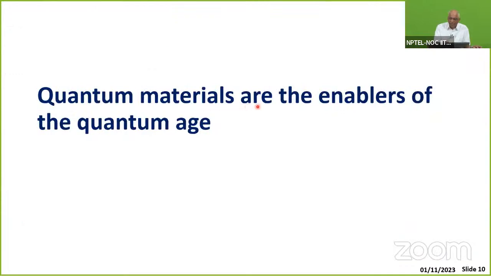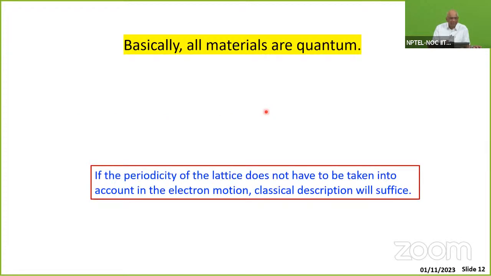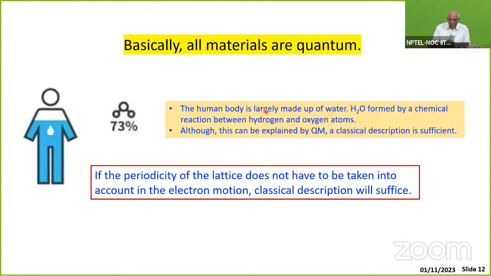So quantum materials are going to be the enablers of the quantum age. The question really to ask is, what are quantum materials? Basically, all materials are quantum. If you look at the water molecule, 2 hydrogen atoms bonded to an oxygen, 3/4 of the body is made up of water. You can explain that constituency by quantum mechanics, but it's not necessary. A classical description is sufficient.